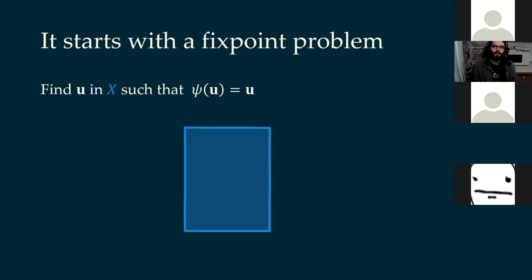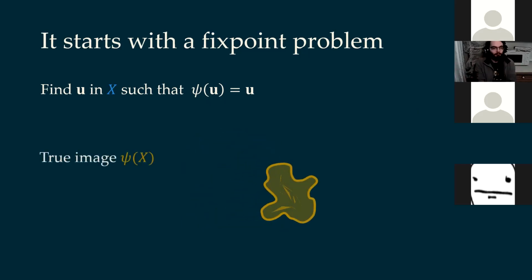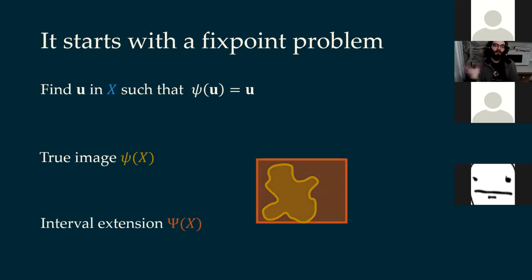And to look at how we can approach that kind of problem, we first look at the image of our box. In principle, it's something strange, something we don't know exactly what it is. But what interval arithmetic provides us is what we call an extension. So it's a bounding box for it, another box that is bounding it. And really, in practice, that's all we have.